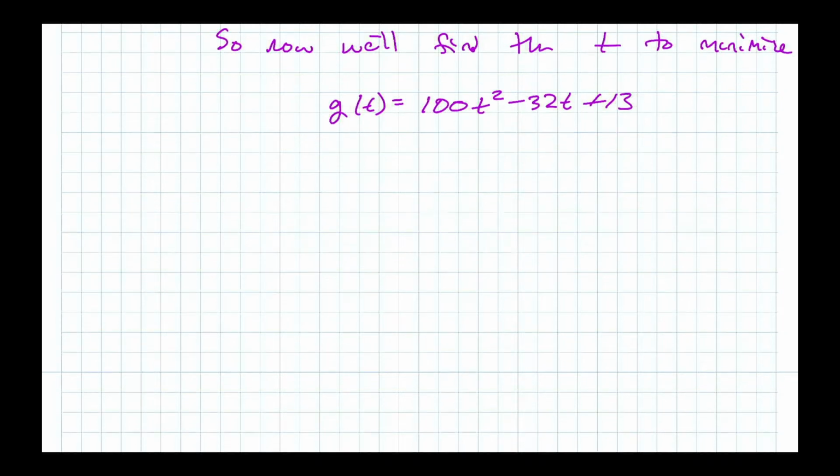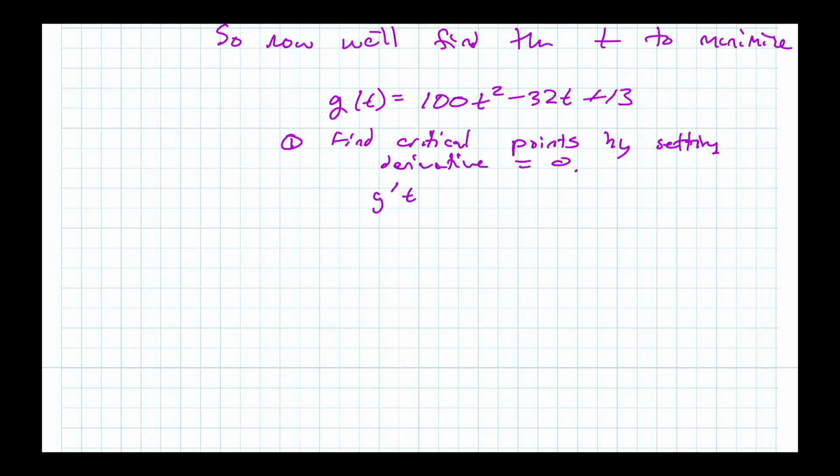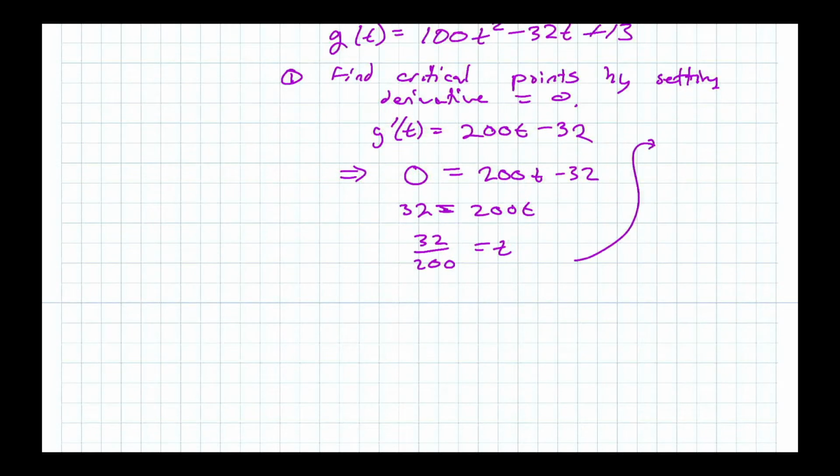Okay, so if you're trying to find the minimum of this function, what you do is, number one, find critical points by setting the derivative equal to 0. So you have to remember this from Calculus 1. All right, so find the derivative first, which is 200t minus 32. And that's a lot easier than dealing with the square root. Set equal to 0: 0 equals 200t minus 32. So 32 equals 200t. So t is 32 over 200, which can probably be simplified. So we have 16 over 100. 4 goes into both of those. 4 goes into 16 4 times. 4 goes into 100 25 times. So we get that.